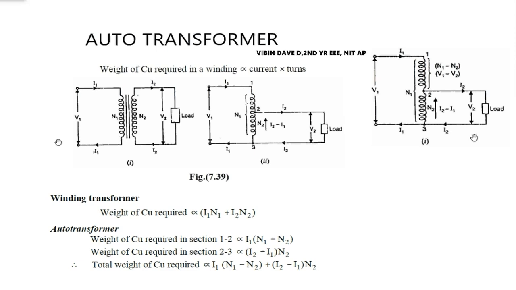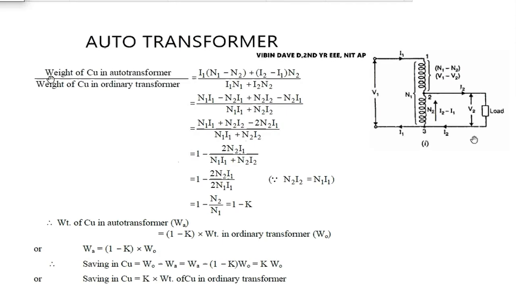But in an autotransformer, the weight of copper required in one section, 1-2, will be proportional to I1 into (N1 minus N2), and the weight of copper required in section 2-3 will be proportional to (I2 minus I1), which is the current flowing in that section, into N2. So the total weight of copper required will be proportional to I1 (N1 minus N2) plus (I2 minus I1) N2. Now we take the ratio between the weight of copper in the autotransformer and in the ordinary transformer. We have discussed these two equations before. After simplifying, this ratio will be equal to 1 minus K.